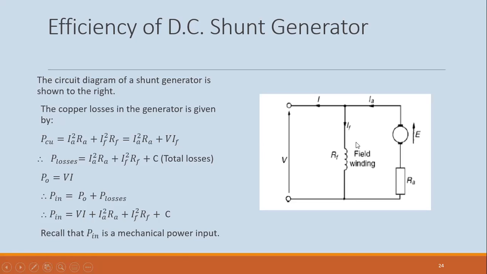But power can also be written. So IF square RF can also be written as V times IF, because that also is another way of writing power, V times I. So the total losses then would be the copper loss, as we said before, IA square RA plus IF square RF plus C.